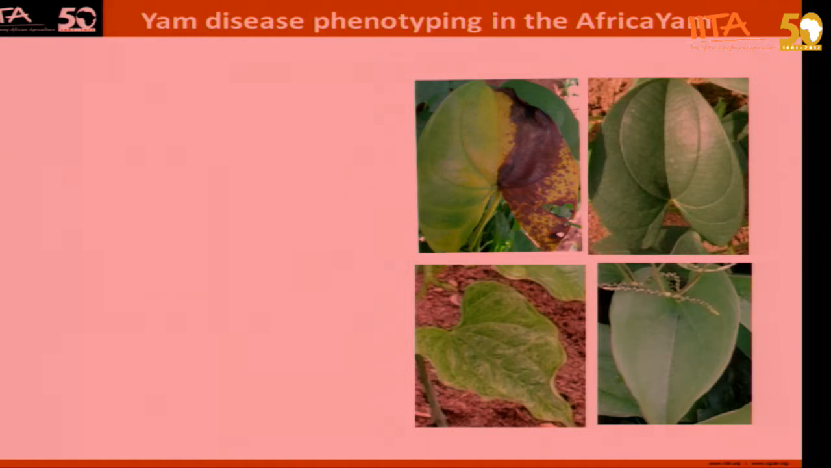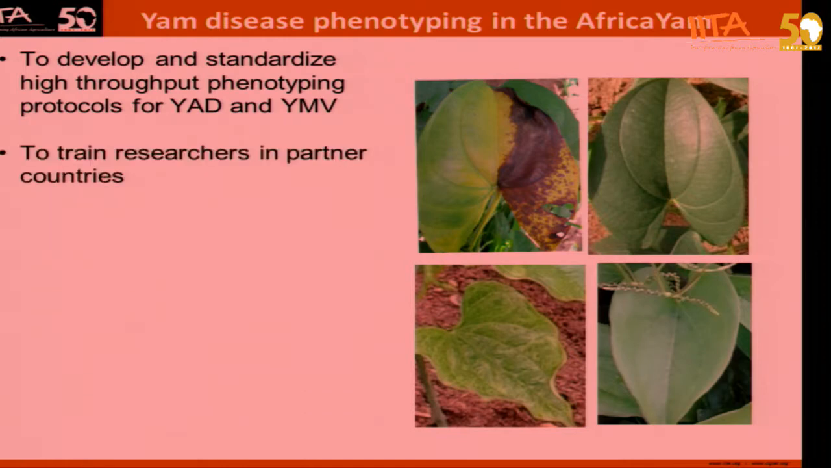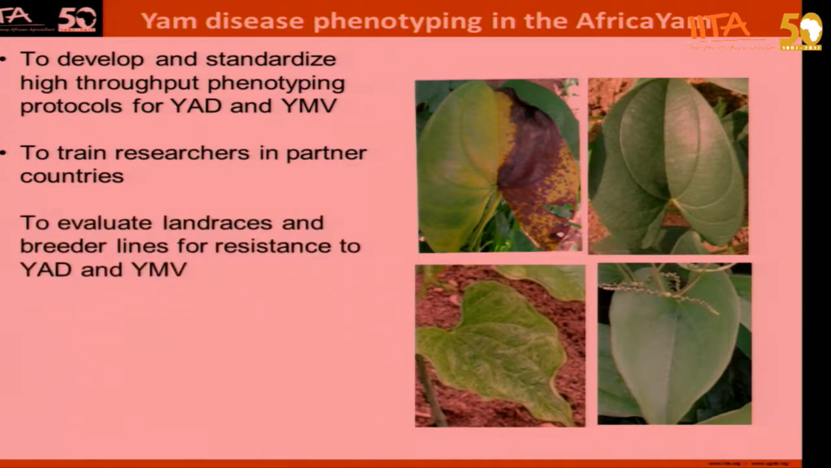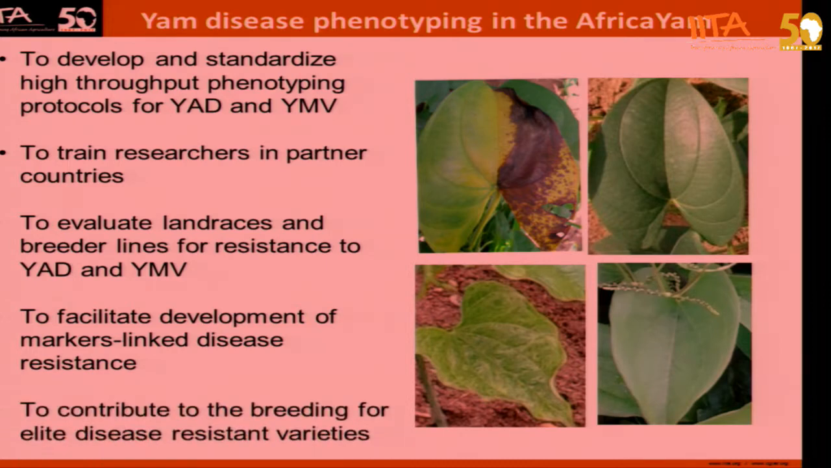What do we do in yam disease phenotyping in the Africa Yam Project? We are to develop and standardize high-throughput phenotyping protocols for yam anthracnose disease and yam mosaic virus disease. We are to train researchers in partner countries so that they can evaluate their landraces and breeders' lines for resistance to these 2 diseases. We need to first facilitate the development of marker-linked disease resistance using molecular tools, and to contribute to the breeding of elite disease-resistant varieties.